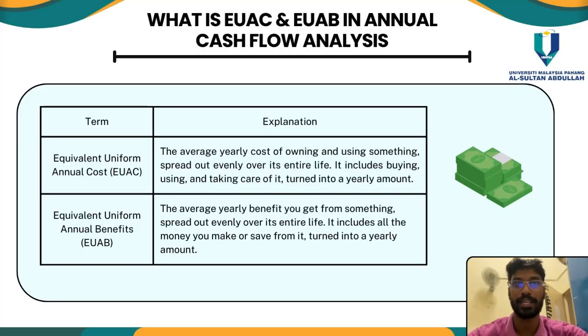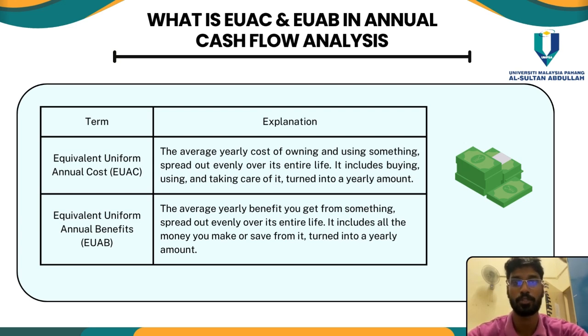So what is EUAC and EUAB? Let's take a look. EUAC is the equivalent uniform annual cost, which is the average yearly cost of owning and using something throughout our entire life. It includes buying, taking care of it, using it, which can be turned into a yearly amount.